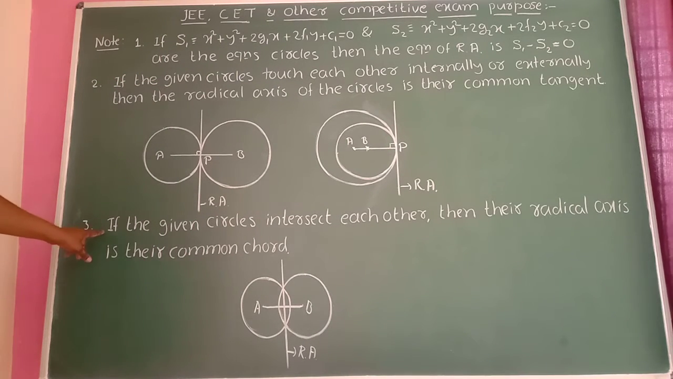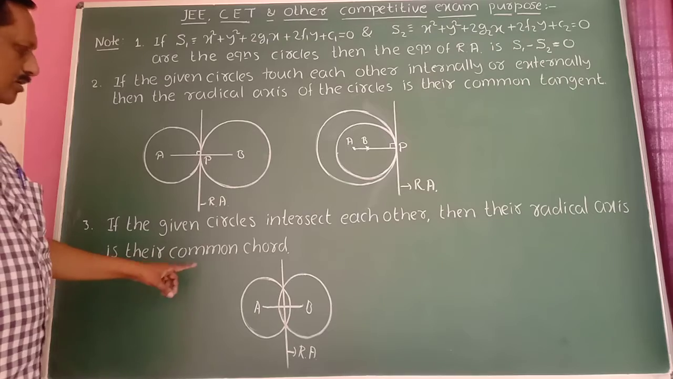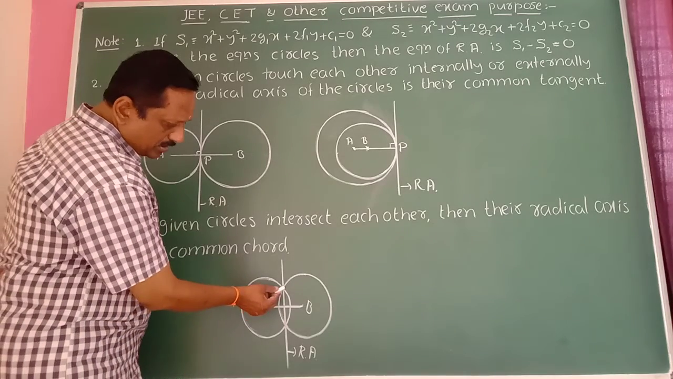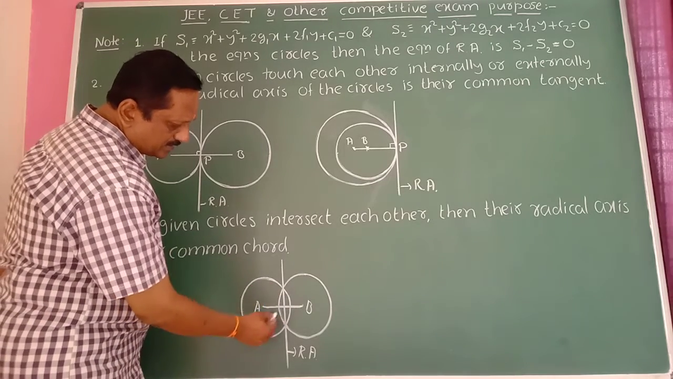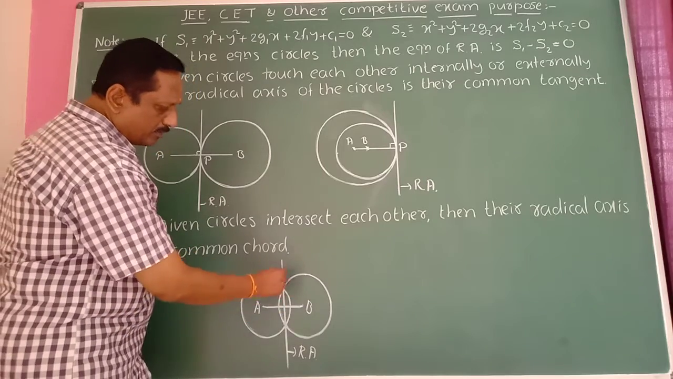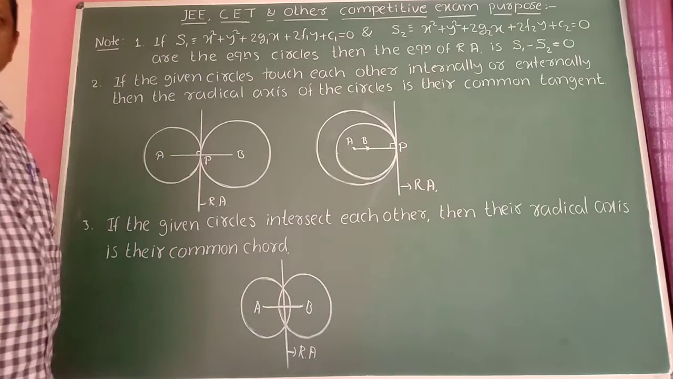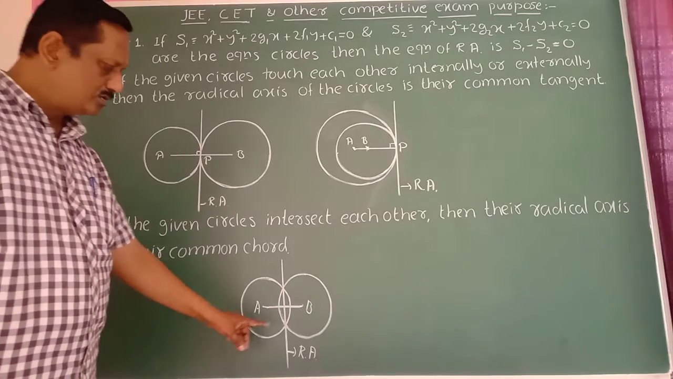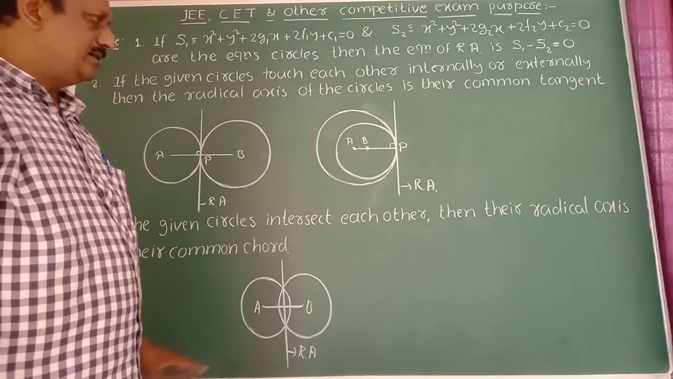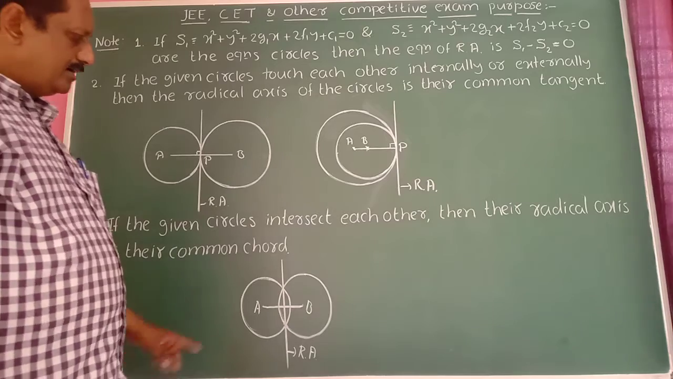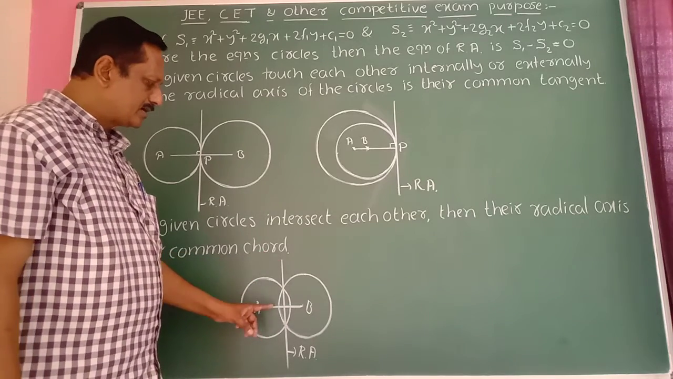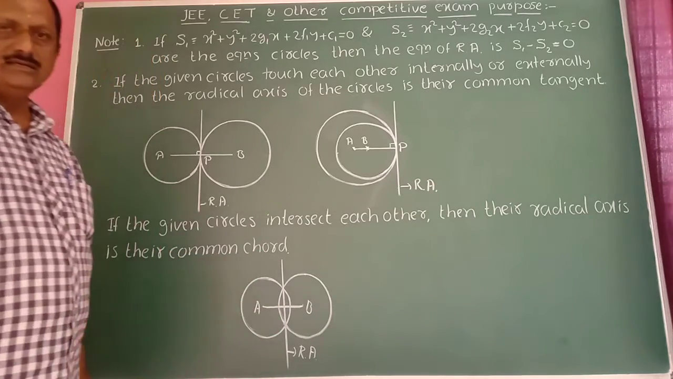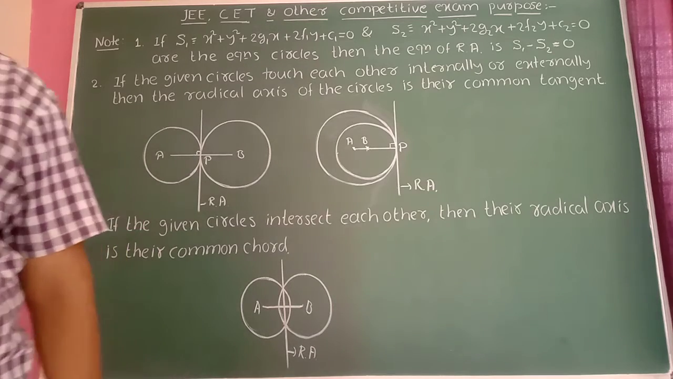Third note: if the given circles intersect each other, then the radical axis is the common chord. This is a chord of the first circle as well as the second circle. The common chord itself is the radical axis of these two circles. In this case, two circles intersect each other, and this radical axis is perpendicular to the line joining the centers of the circles.